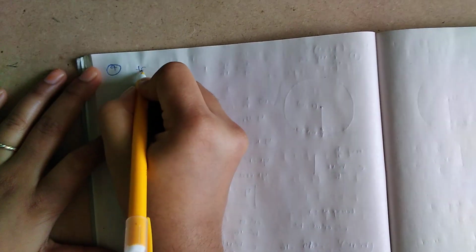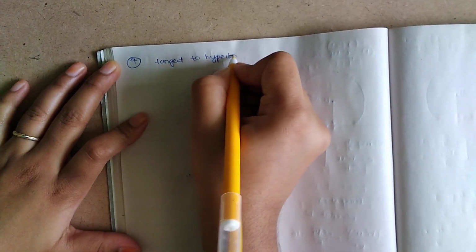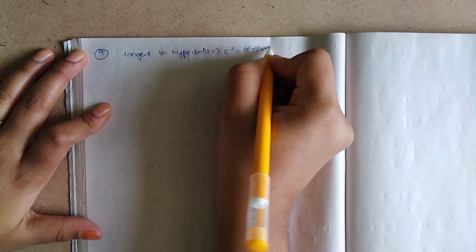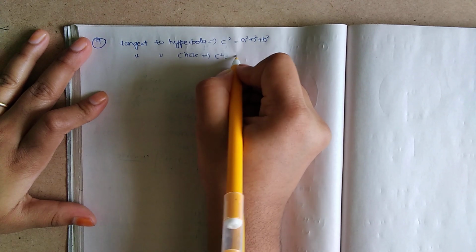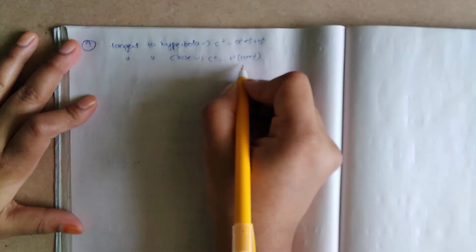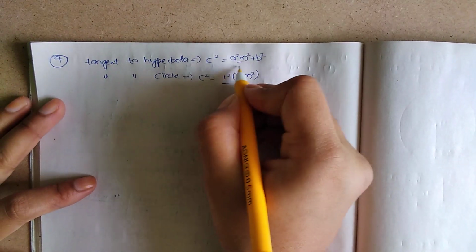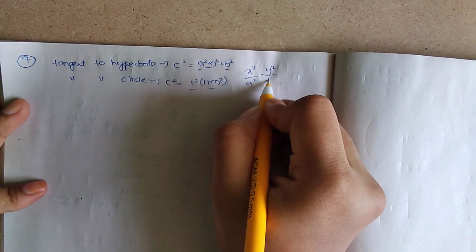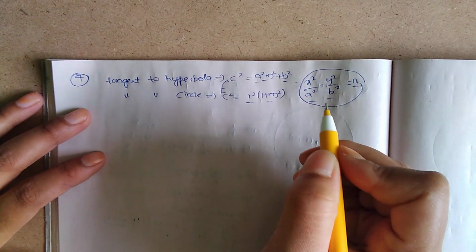Yes. What is the tangent condition for the hyperbola? c square is equal to a square m square minus b square. What is the tangent condition for the circle? c square is equal to r square into 1 plus m square, where r is the radius and m is the slope. Yes, here m is the slope, and a and b are these, from x square by a square minus y square by b square is equal to 1. These are the a and b here. Yes, these both tangent conditions are equal, it seems.